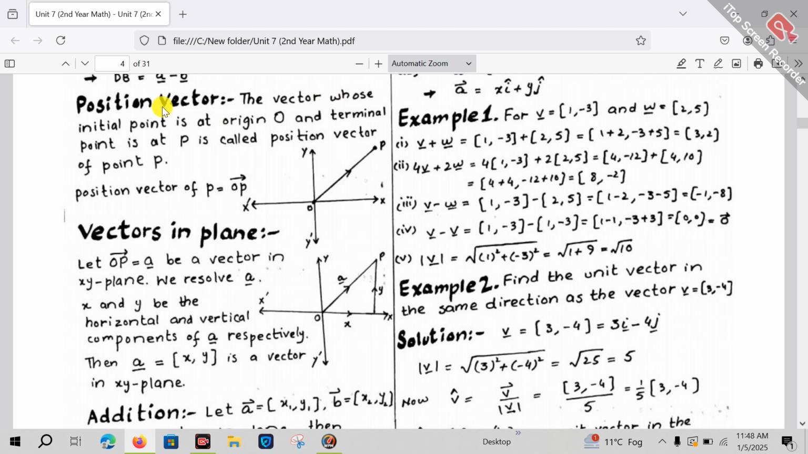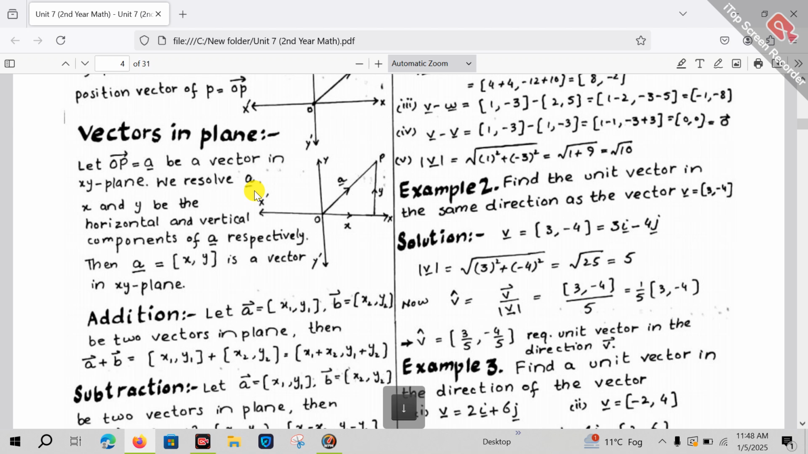The vector whose initial point is at the origin, it means a vector which can be described from the origin, is called a position vector. The vector whose initial point is origin O and the terminal point is P. This is its initial point, this is its terminal point, so this is called a position vector, and we can write it as OP vector.